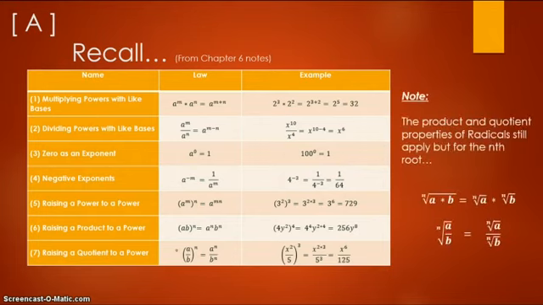Additionally, there's a little note: the product and quotient properties of radicals still apply, but for the nth root. So now instead of it being the square root of a times b is the square root of a times the square root of b, it's the nth root of that product is equal to each of them individually multiplied by each other. So you have that option as well, and then the same thing for the quotient. So just be aware that that is something you're going to encounter.